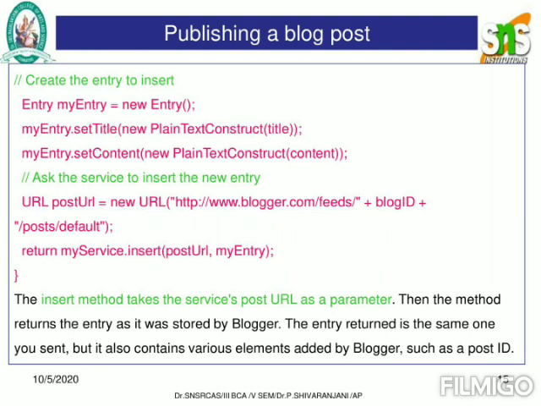Here the insert method takes the service post URL as a parameter. Then the method returns the entry as it's stored by Blogger. The entry returned is the same one you sent, but it also contains various elements added by Blogger, such as the post ID. So the next one is creating a draft blog post.